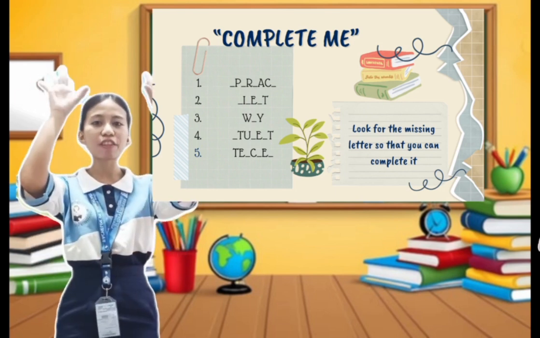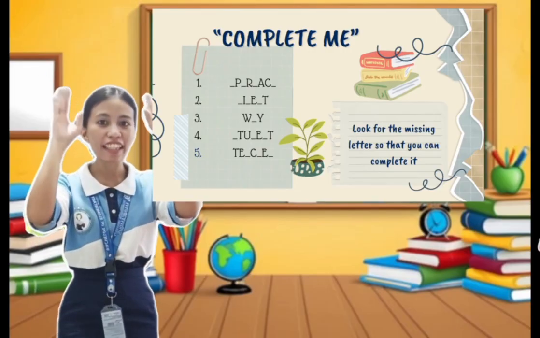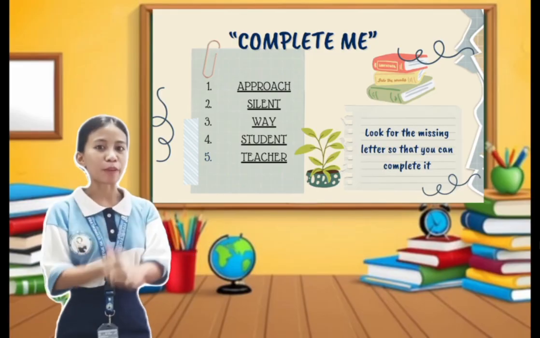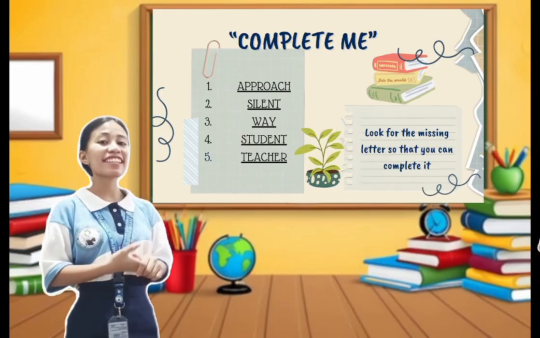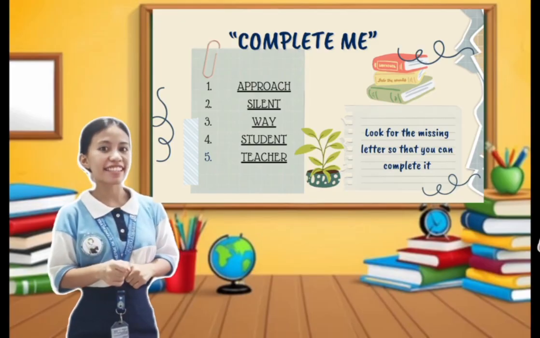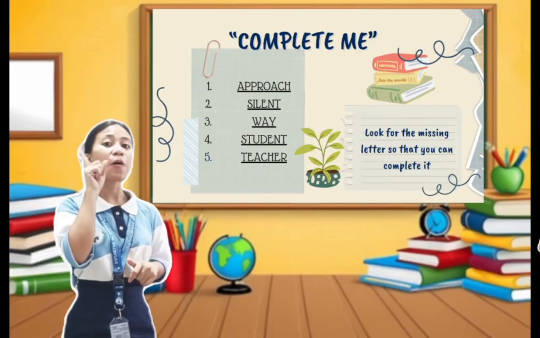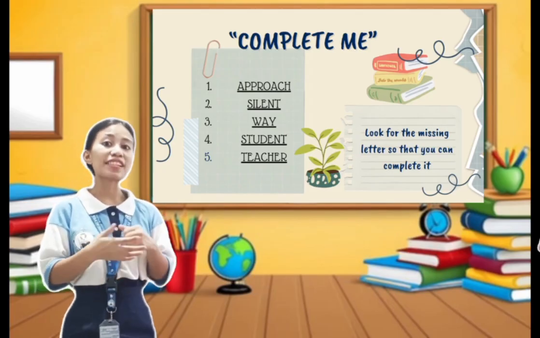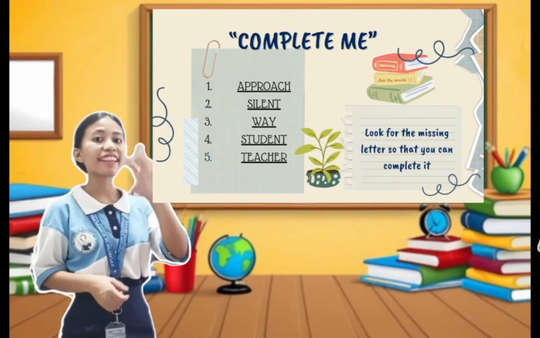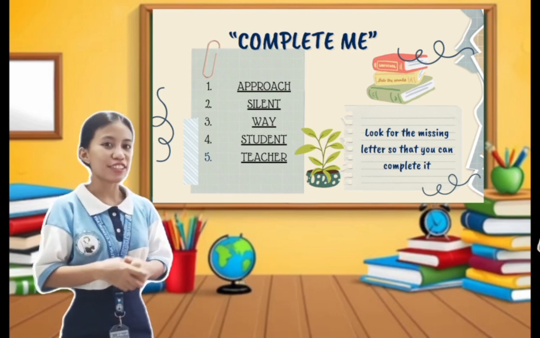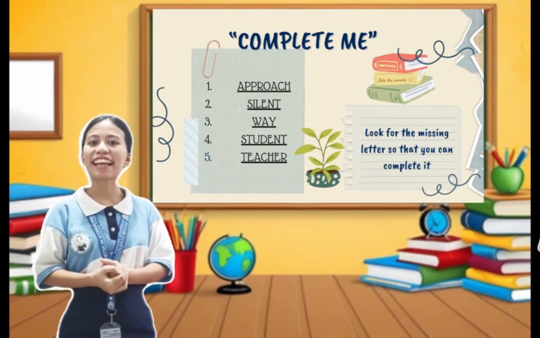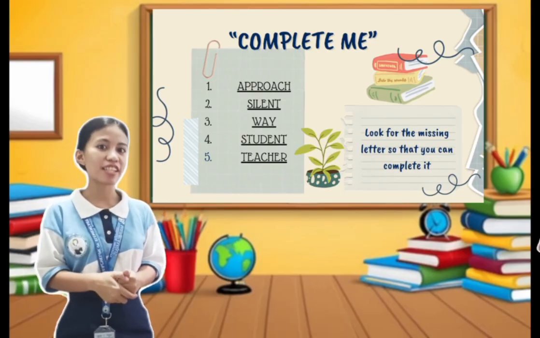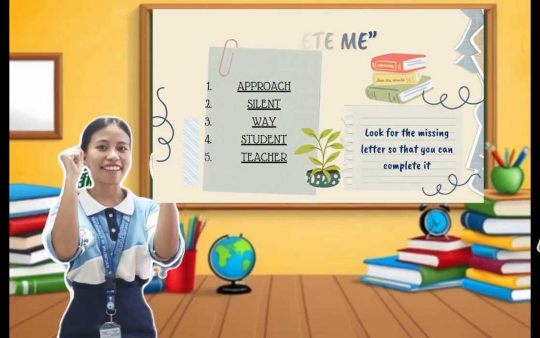Okay, time's up, everyone. So now let's do the checking of our activity. The first one we have is approach. Very good. The second is silent. And the third is way. Very good, my dear students. And the fourth one is student. And the fifth one, which will be the last, is teacher. Very good, my dear students. I can clearly see that you're so active today in our participation. Keep it up, section 8A.